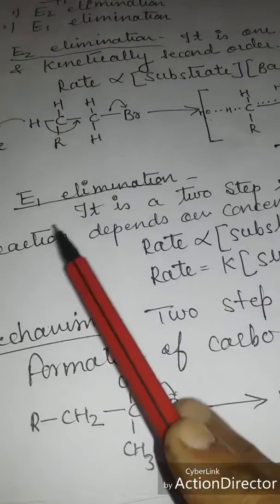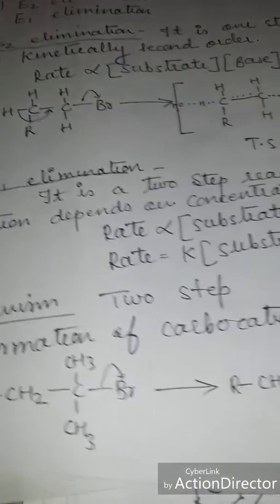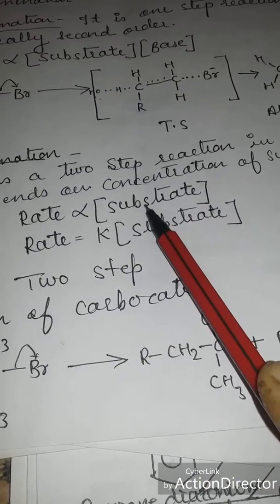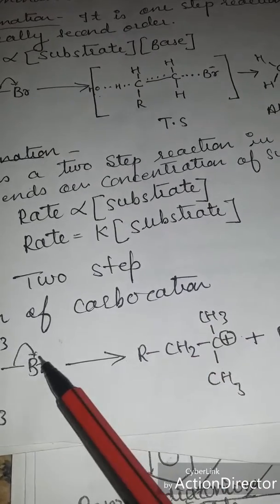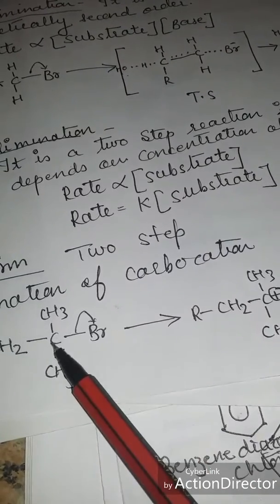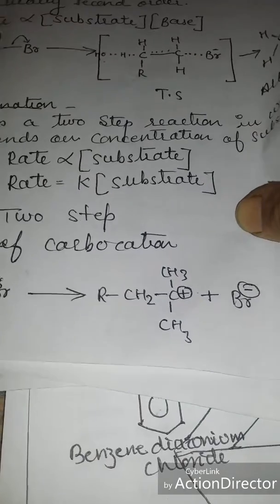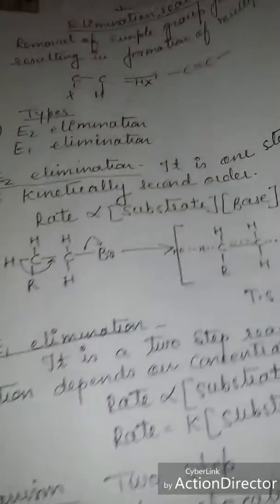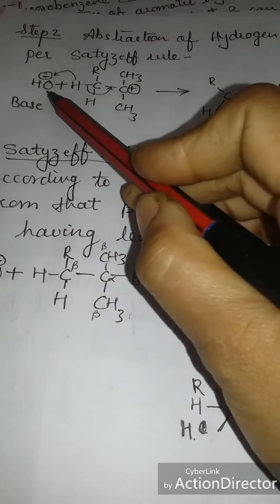Second is E1 elimination, which is a two-step reaction, but it is a first order reaction, so rate of reaction will depend on the concentration of only the substrate. So in first step, carbocation will be formed. Since bromine is electronegative, it will pull electron, and this carbon will be forming the carbocation. Now in second step, there will be abstraction of hydrogen by the base.